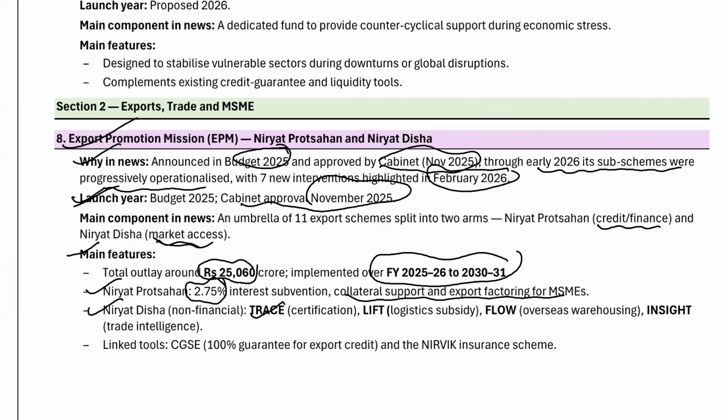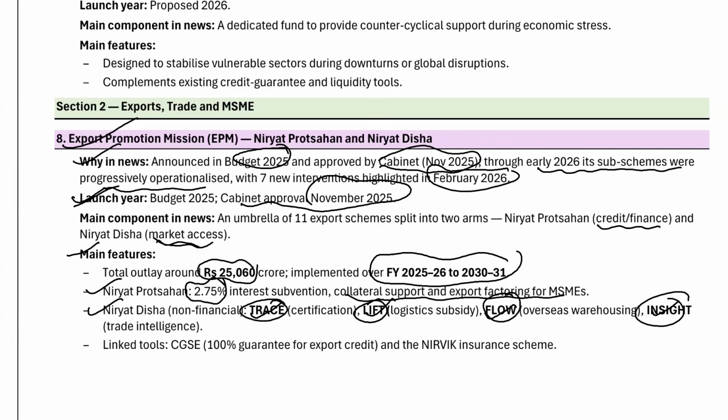So you have to remember this: TRACE, LIFT, FLOW, INSIGHT. When you see the circular PDF, I have also given the full forms of these, because a question can be framed. So under Niryat Disha, you have to remember the full forms of all these four. What is the full form of TRACE, LIFT? Because they can ask what A stands for in TRACE, as IBPS asks such questions, right? So you can understand. What does TRACE mean?